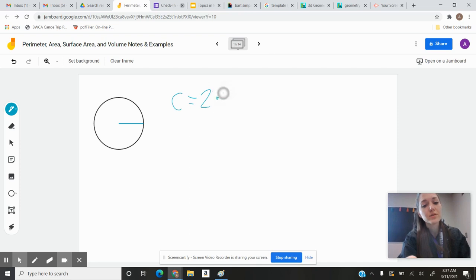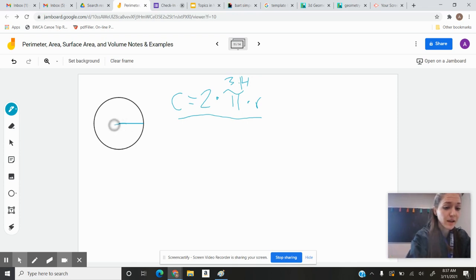Remember, you're allowed to use your notes for your check-in and your end of the week quiz. So if you didn't remember the formula off the top of your head, that's okay. You can look it up in your notes. And it is just this formula, 2 times pi, which would be 3.14, times the radius.